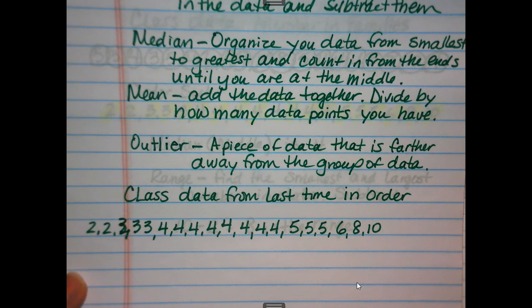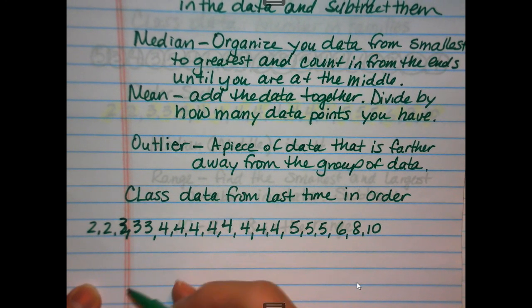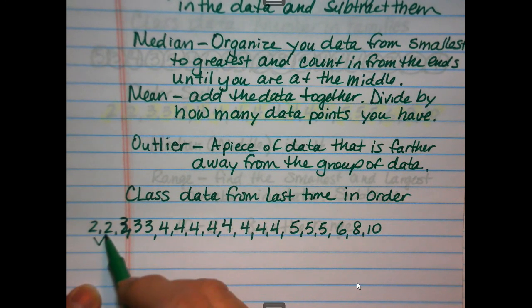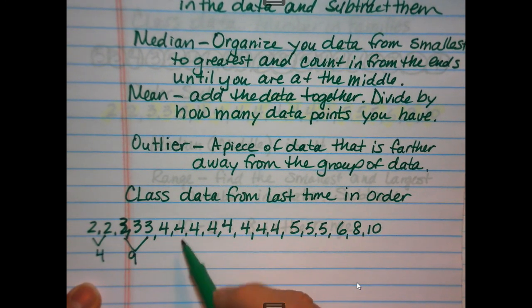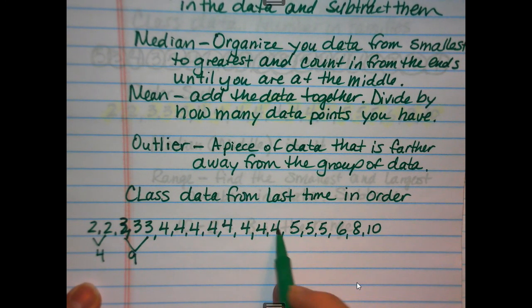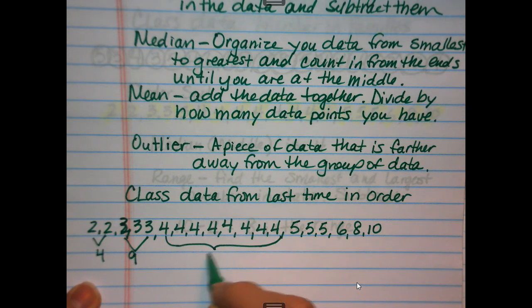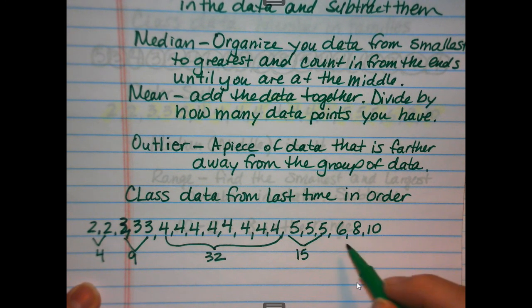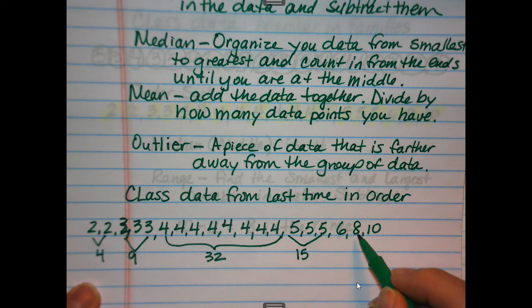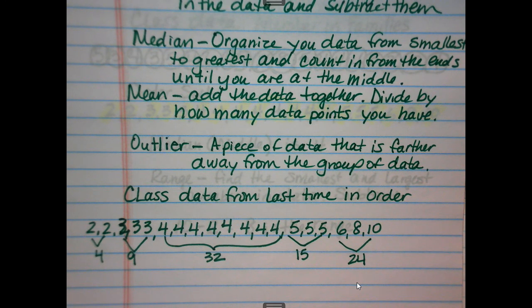Okay, so to find the mean, we are going to add the data, and there's a lot of data here to add. So I do this kind of weird grouping. This 2 plus 2 is 4. 3 plus 3 plus 3 is 9. 1, 2, 3, 4, 5, 6, 7, 8 fours. Well, that's 32. So all these together equal 32. These three together equal 15. And then if I do 6 plus 8, I get 14. 14 plus 10 gives me 24. Now it's a lot easier to add those numbers together.